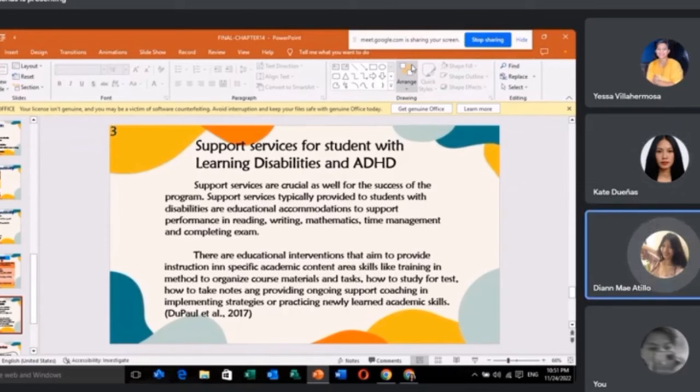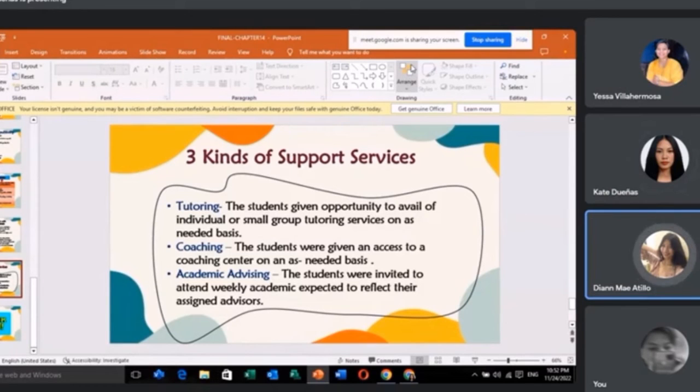So there are a variety of support services that can support students with learning disability and ADHD. These services can vary depending on the needs of the individual student, but may include things like academic accommodations, counseling, and tutoring. So there are three types of support services, which are tutoring, coaching, and academic advising. The first one is tutoring. The students are given the opportunity to avail of individual or small group tutoring services on an as-needed basis.